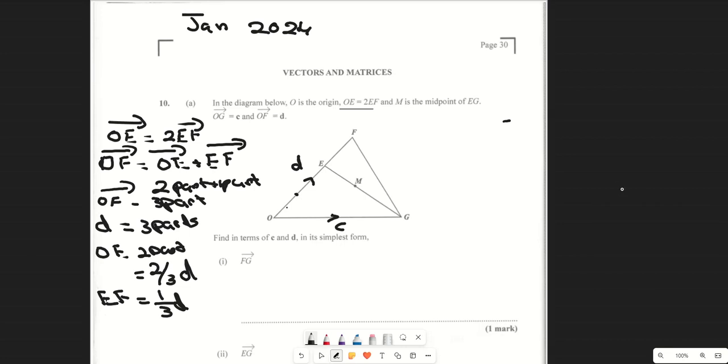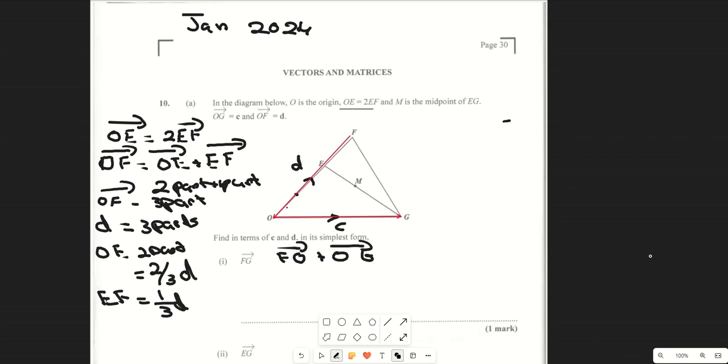Find, in terms of C and D, FG. So when they say FG, our starting point is F and our ending point is G. So you write the starting point, the ending point, and you can look at your image. When they draw an image like this, it's good to use them. So FG, we start at F, we go downwards to O, and then from O to G. So what is our point in common? O. So it would be FO plus OG.